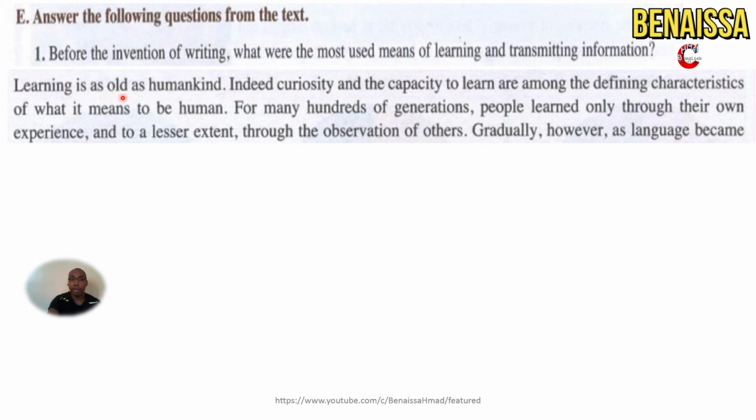Learning is as old as humans can be. Indeed, curiosity and capacity to learn are among the defining characteristics of what it means to be human. For many hundred generations, people learned only through their own experience and, to a lesser extent, through observation. So in the past, people depended on experience and observation to learn. Gradually, however, as language developed, they moved beyond observation and experience.